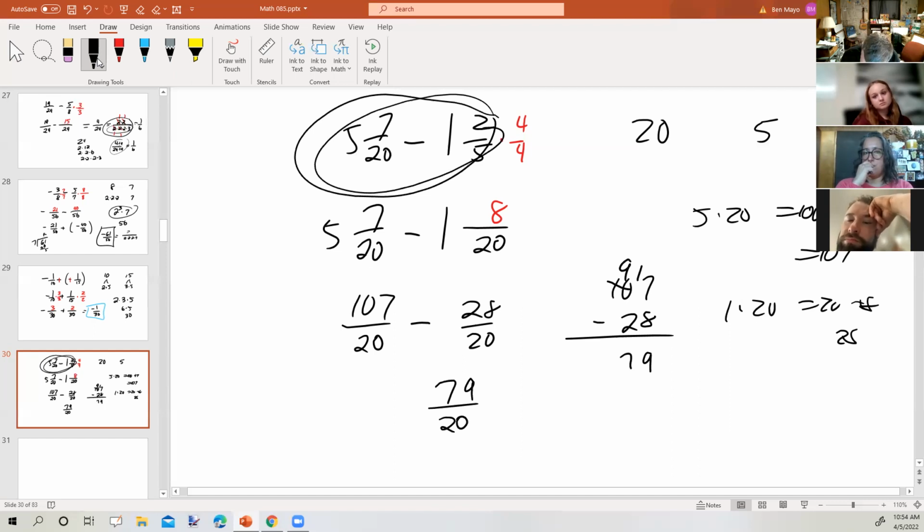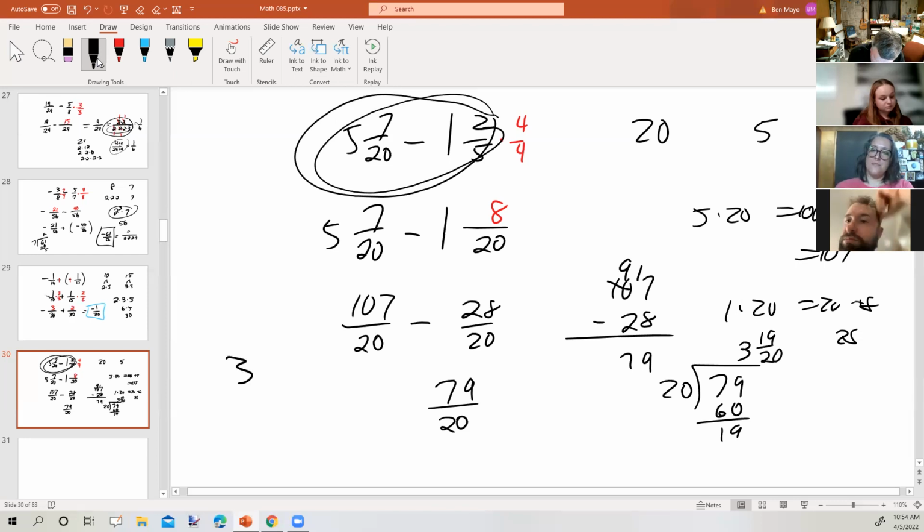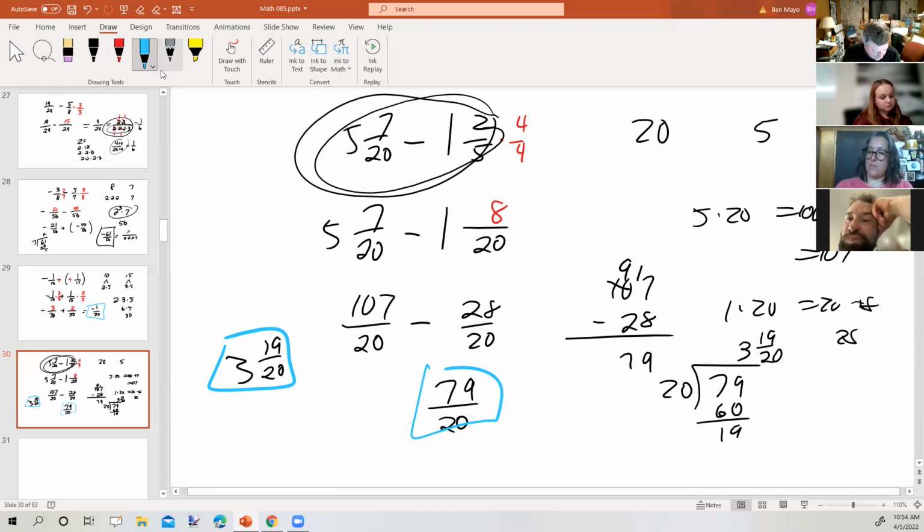Okay, so 79 divided by 20 goes in 3 times and 19/20. So final answer, 3 19/20. Again, unless it said don't use a mixed number, and then you'd use that. Okay. All right, we're going to look at one more of those.